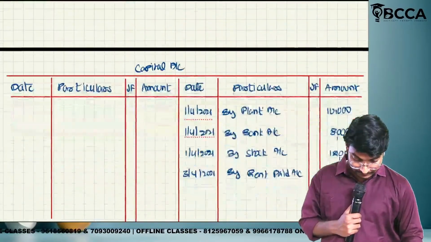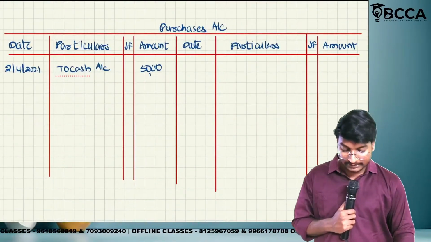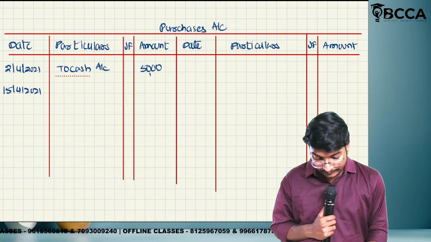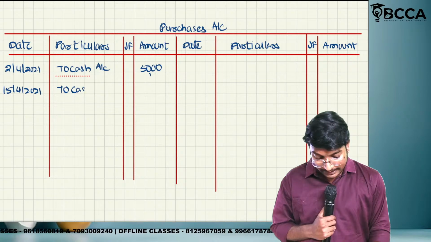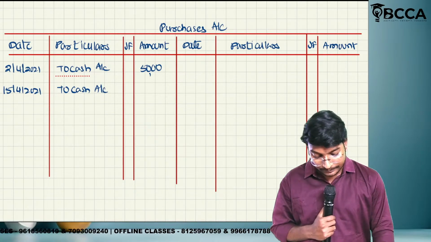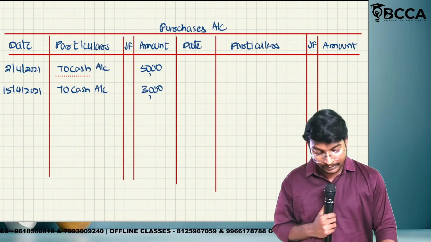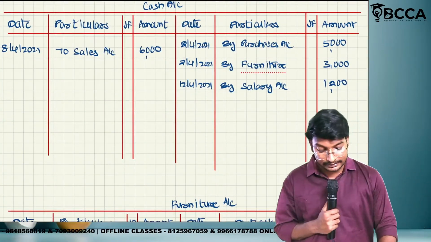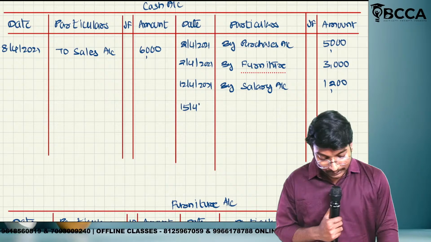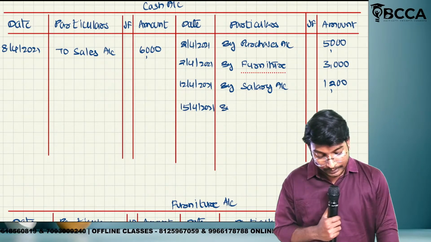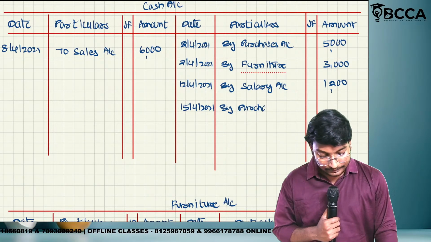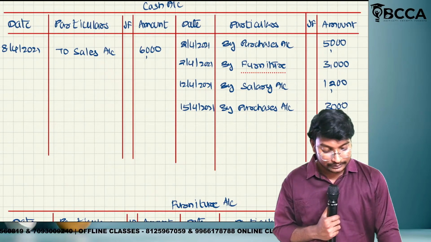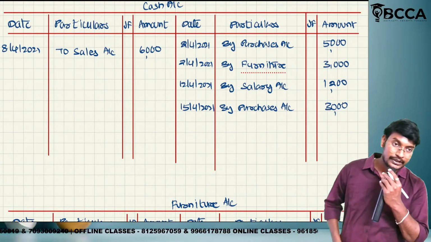Where is the cash? Purchases. We have to record on the debit side. 15th April 2021, to cash account. How much? 3000. Next, which account? In the cash account, we need to record on the credit side. 15th April 2021, by purchases. What is the amount? 3000. So the next one is also completed.